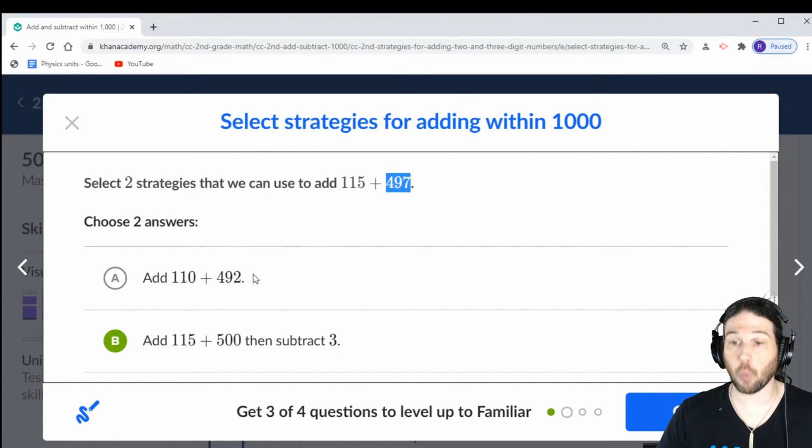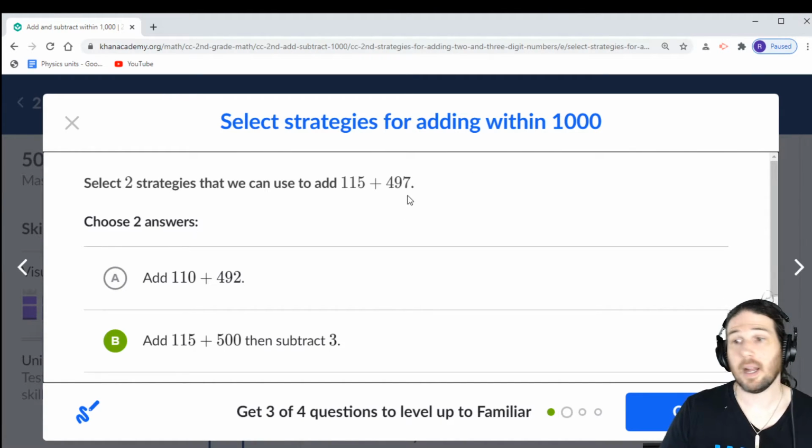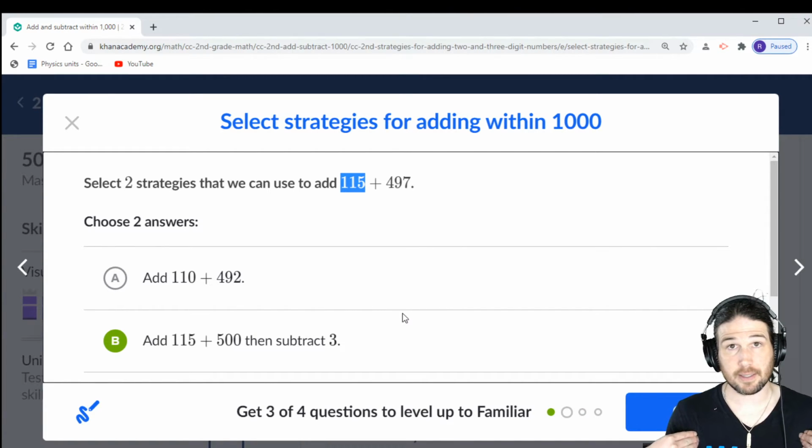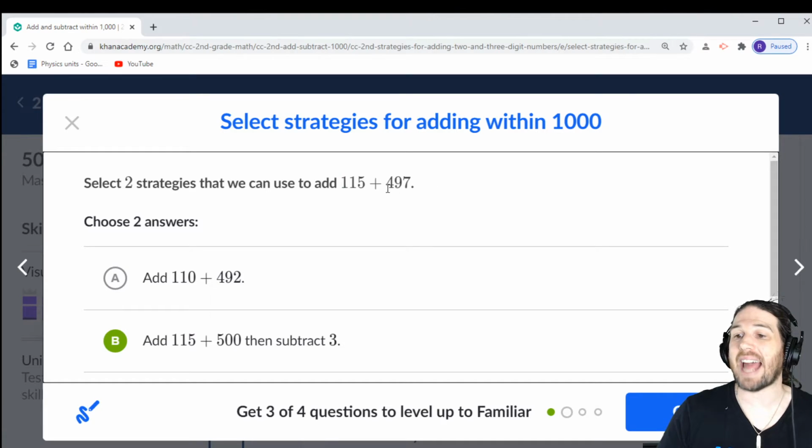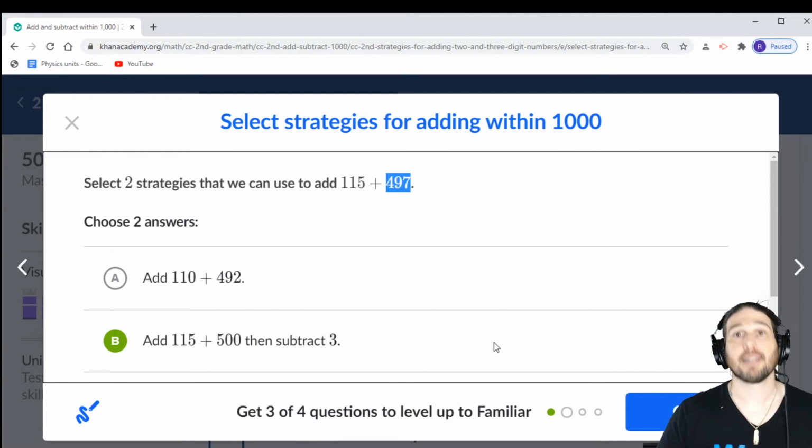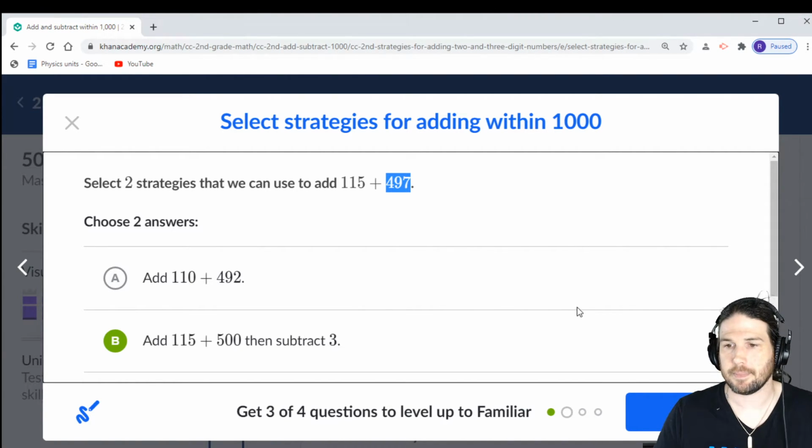110 and 492 would not work because it looks like I subtracted 5 and I subtracted 5. So that's actually going to be 10 short of the true answer. If I'm going to do this, I'm going to have to add to one of them and then subtract from the other one. If I wanted 110, I would subtract 5 off of this to get 110, and then I would add 5 to the other one to get 502, which would also be much easier to add than what we've currently got.